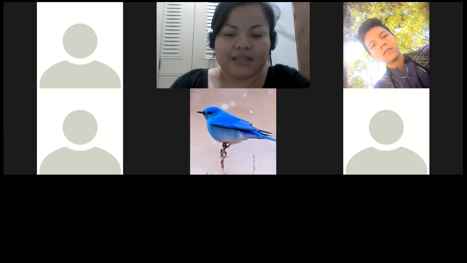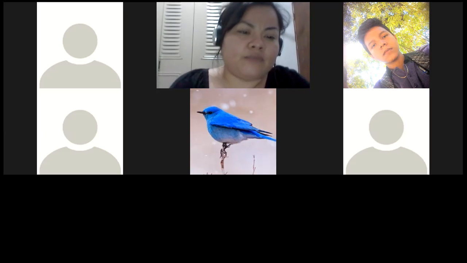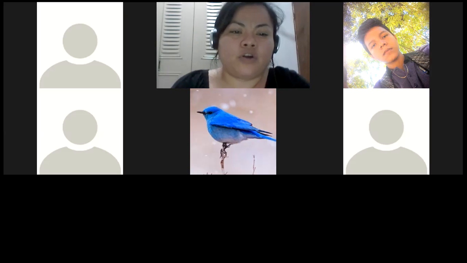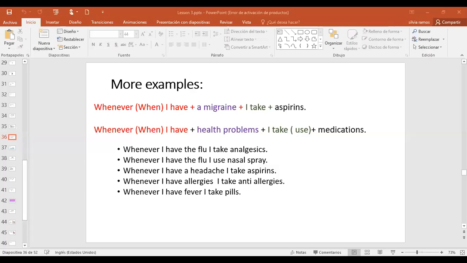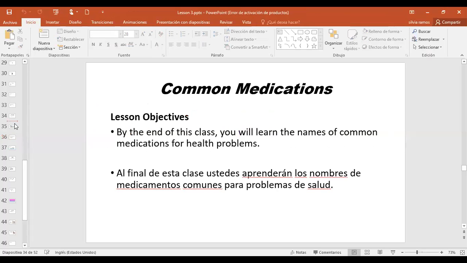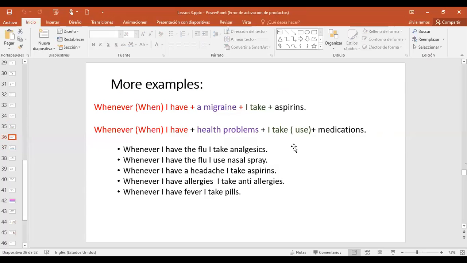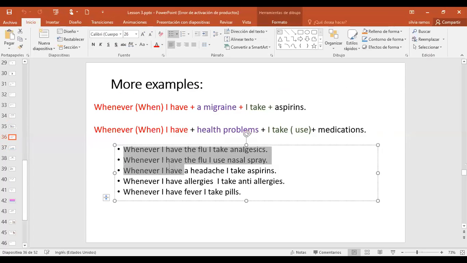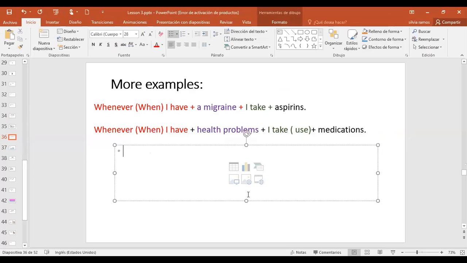So let's go ahead. Yesterday we were practicing with whenever, right? We have a structure like this: we can use whenever or when plus I have plus a health problem plus I take or I use plus medications. That's what we practiced at the end of the class. So we had some examples, but I would like to listen to your examples before we continue. Ustedes practicaron con sus compañeros sus propios problemas, entonces me gustaría que me los repitieran. Vamos a ver. Who wants to start?